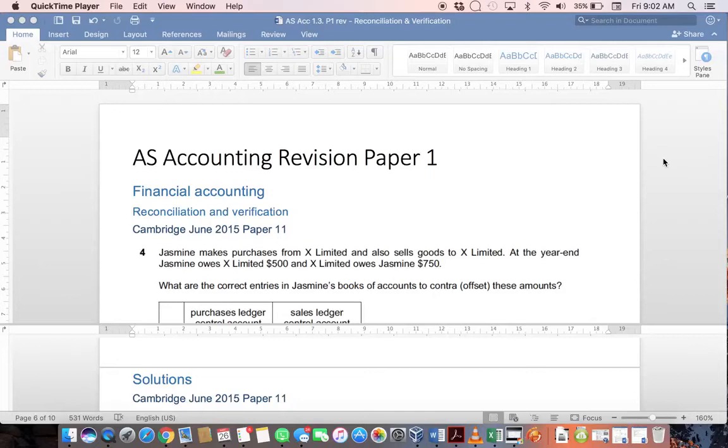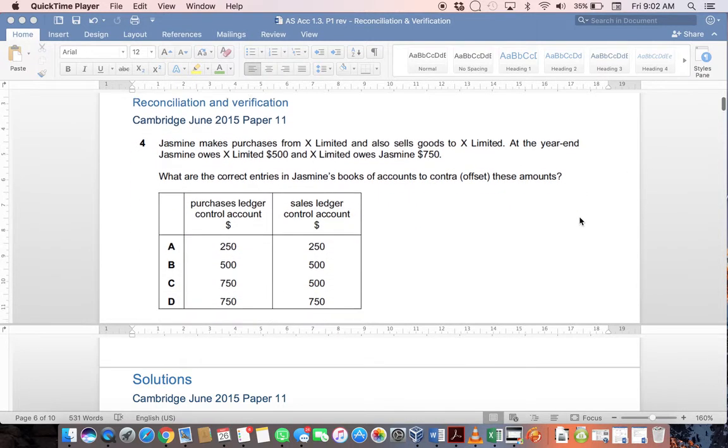Multiple choice questions covering the concepts of reconciliation and verification. In other words, we're going to look at bank reconciliation, and we're also going to look at our control accounts, as well as trial balance corrections of errors with suspense accounts. Let's take a look at this first one.